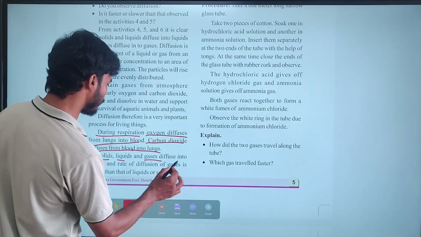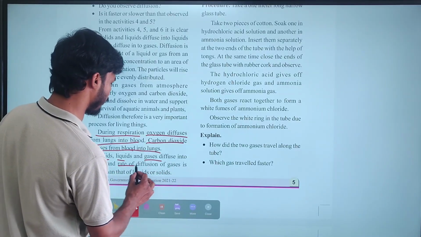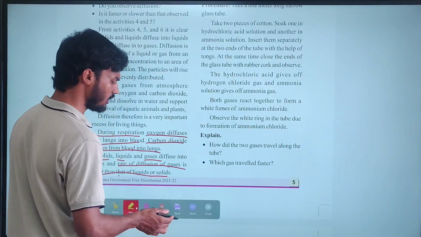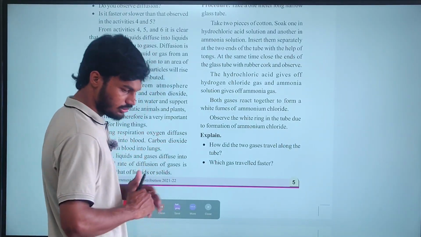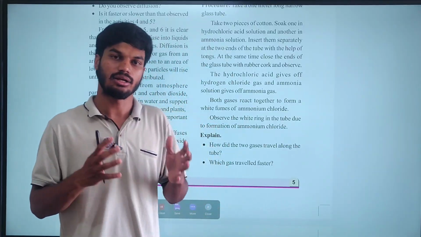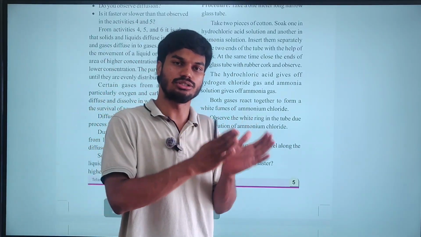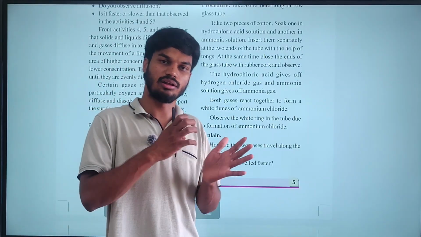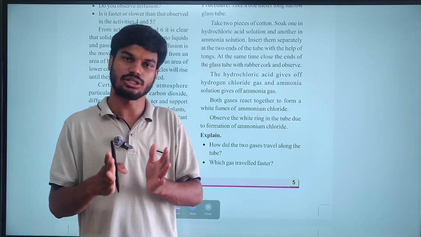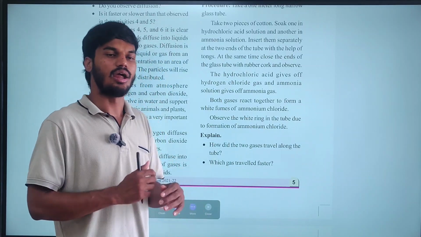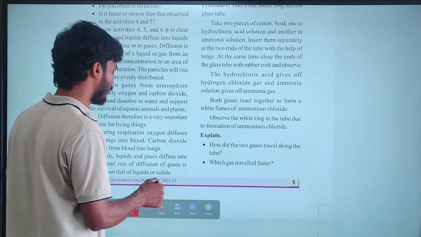Solids, liquids and gases diffuse into liquids, and the rate of diffusion of gases is higher than the rate of diffusion of solids. So in our body, the process of breathing, and the exchange of carbon dioxide and oxygen at our lungs, happens due to diffusion from higher concentration to lower concentration, and the transportation of blood, everything happens through the process of diffusion.